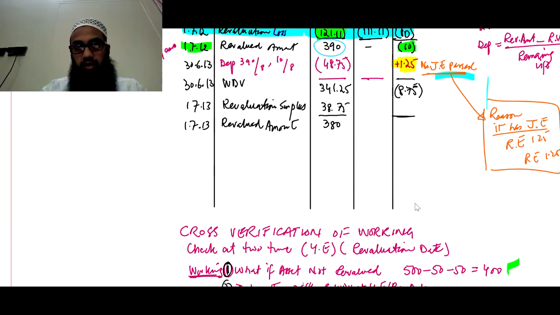First, this plus will eat the negative, exactly like how the revaluation surplus was eaten earlier. Whatever thing is available has to be finished first. First is the existing thing, 8.75. Now the remaining is 30. So revaluation surplus is 30. This is now nil.